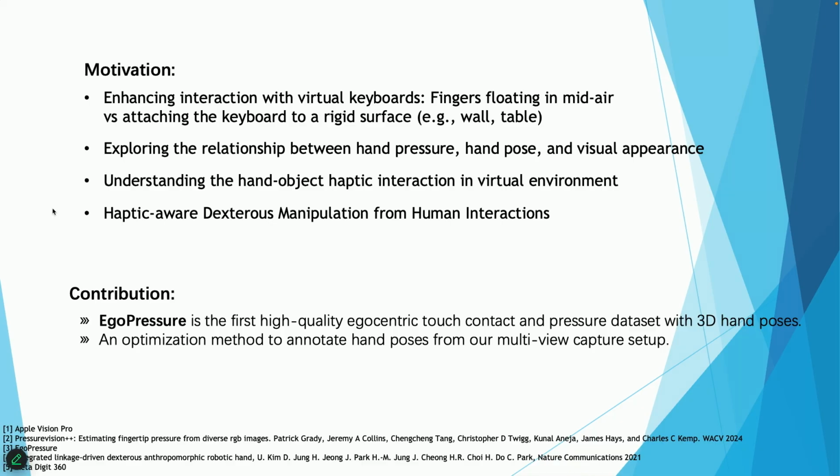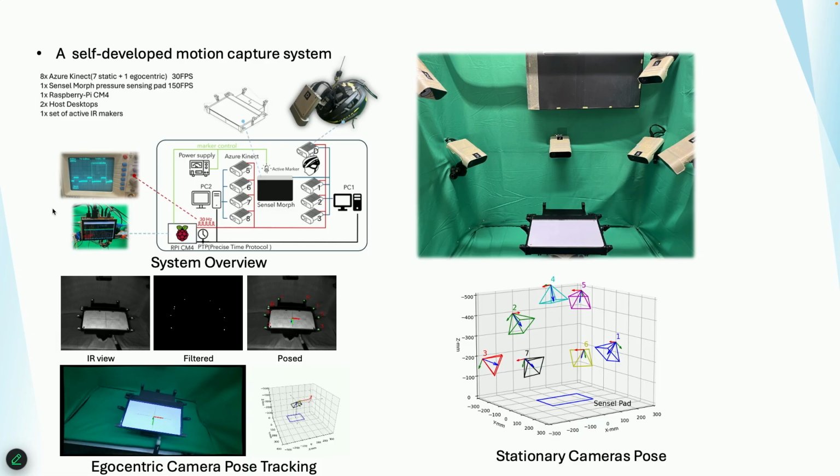Also, we developed an optimization method to annotate the hand pose from our multi-view capture setup. And in the end, we also propose PressureFormer, the first model that estimates 3D hand contact pressure as a UV map. So this is our self-developed motion capture setup. We use 8 Azure Kinect cameras at 30 FPS, 7 as stationary cameras, and 1 as the egocentric camera.